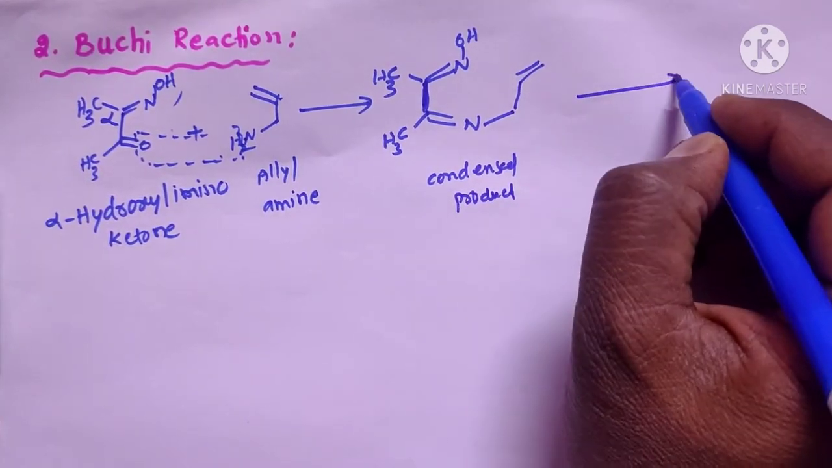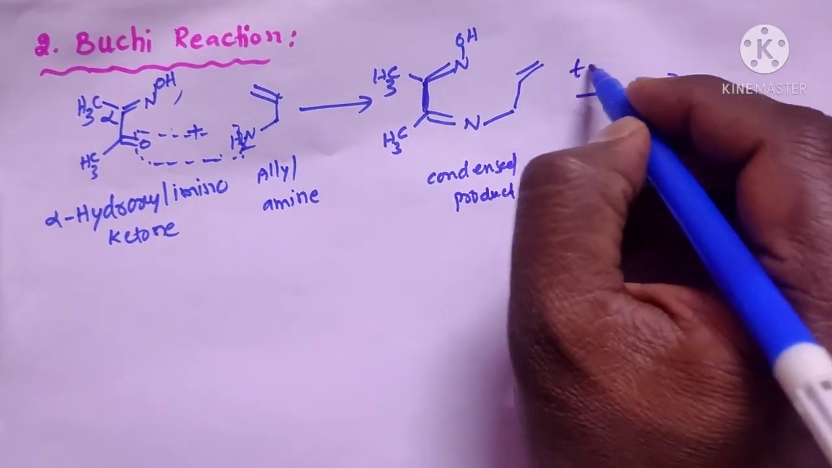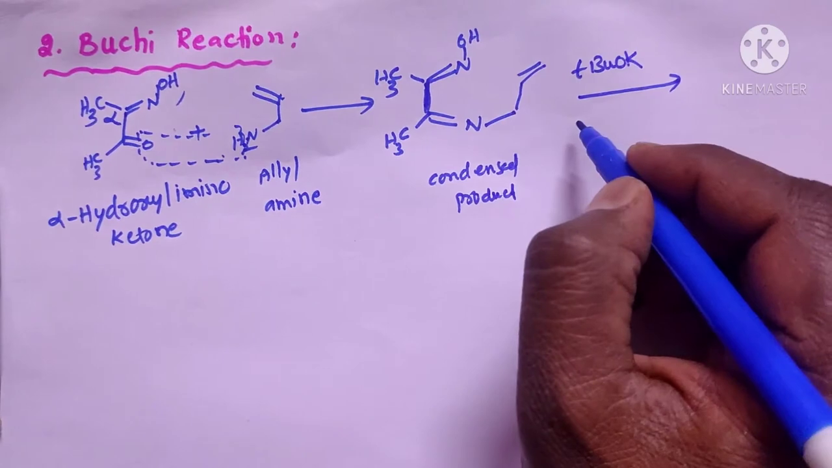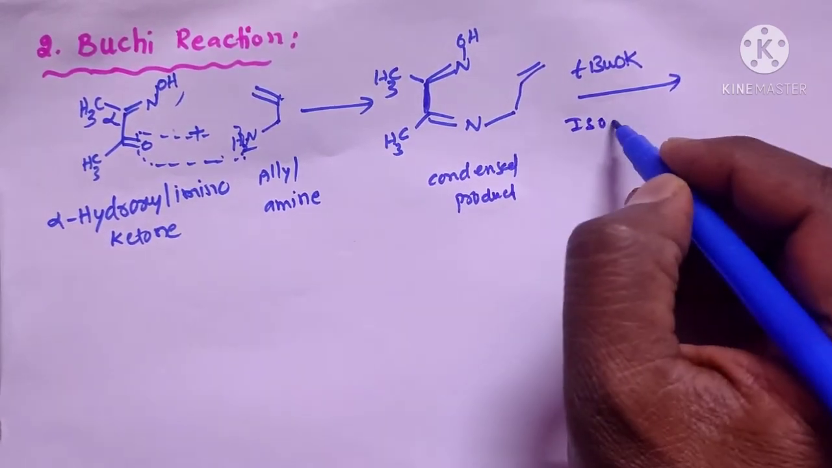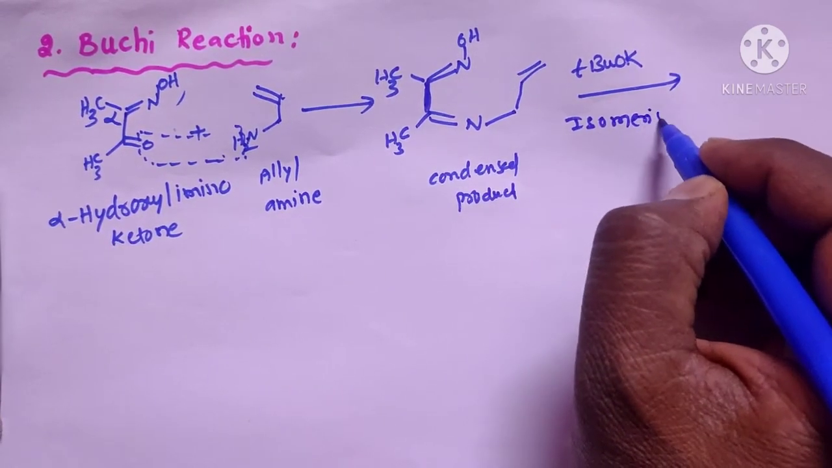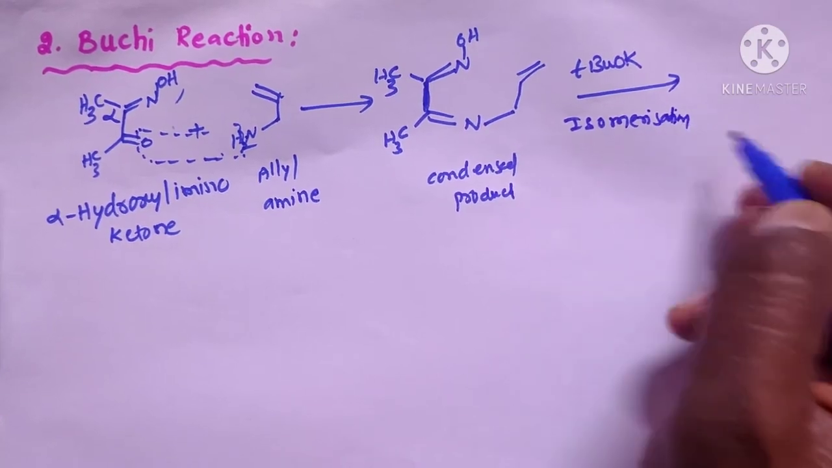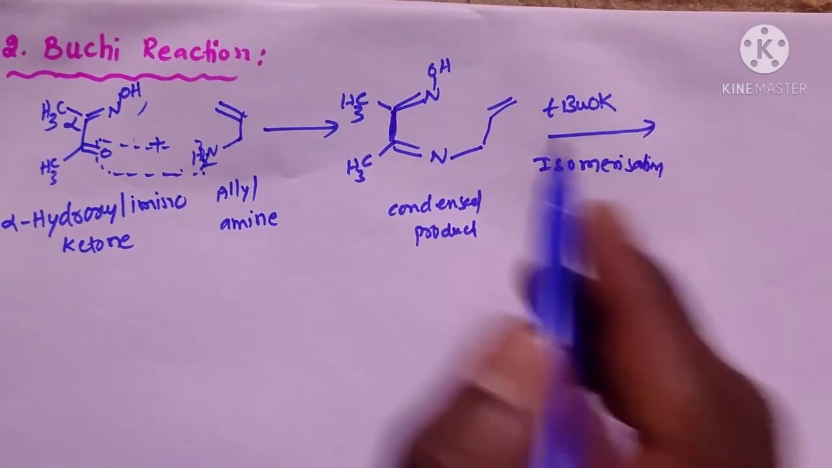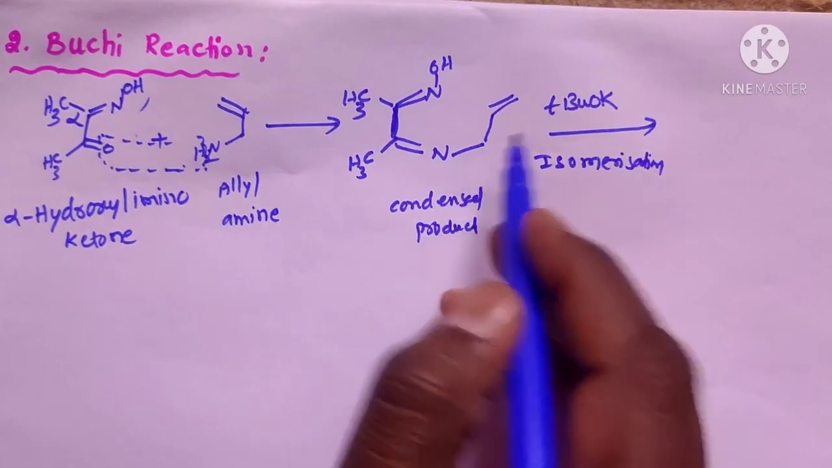Then if we treat this one with potassium tertiary butoxide, this one undergoes isomerization. And what happens here, look, this double bond will be shifted here.